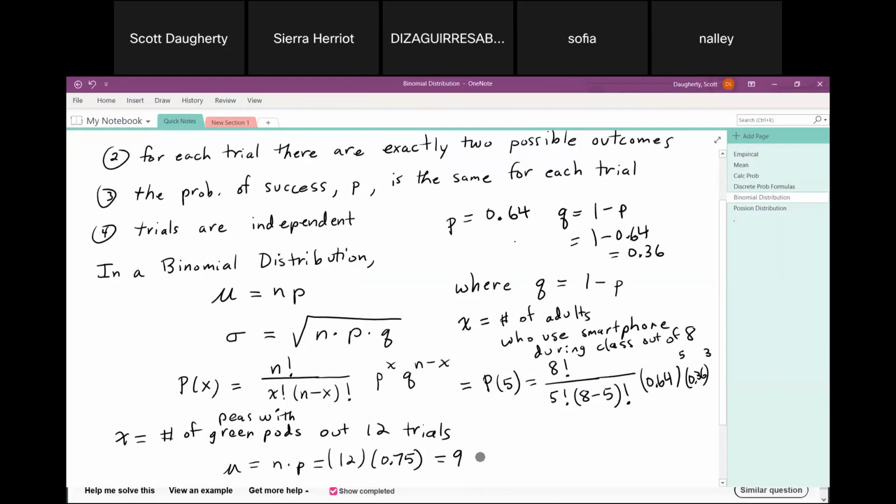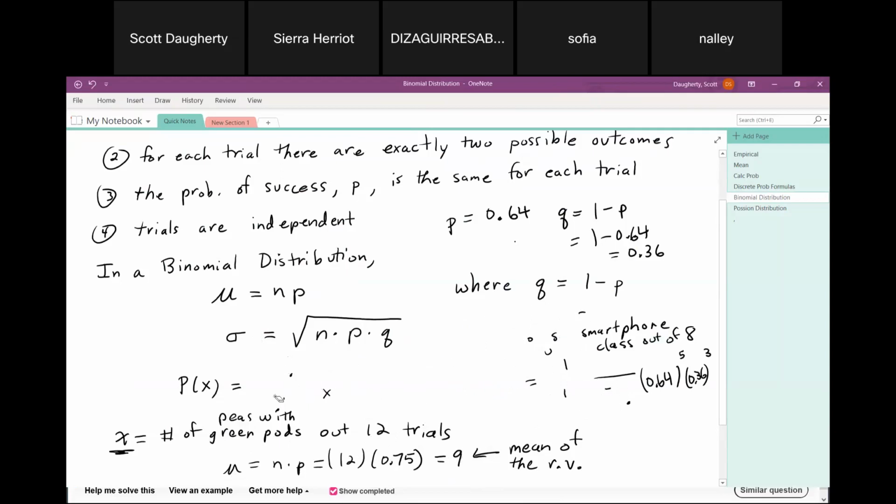So this is called the average of the random variable, or the mean of the random variable. What happens on average? But remember, x is the number of peas with the green pods, so out of 12. So every time we do 12, this number will be somewhere between 0 and 12. 0, 1, 2, 3, 4, 5, 6, 7, 8, 9, 10, 11, or 12. It's going to be one of those numbers, right? It's a discrete distribution. But on average, it's going to average up to 9. That's what this tells us. And then we can also calculate the standard deviation. Okay, so let's calculate that.